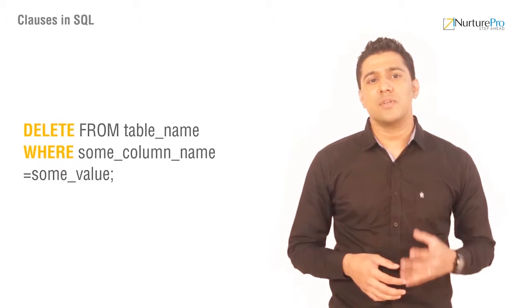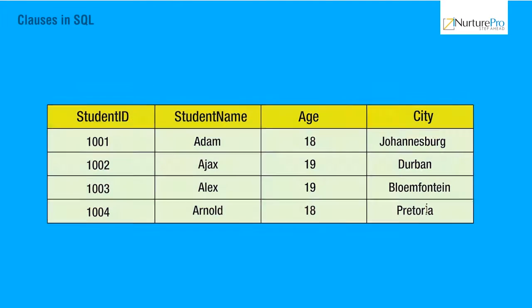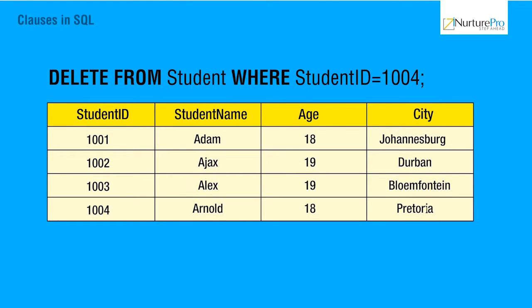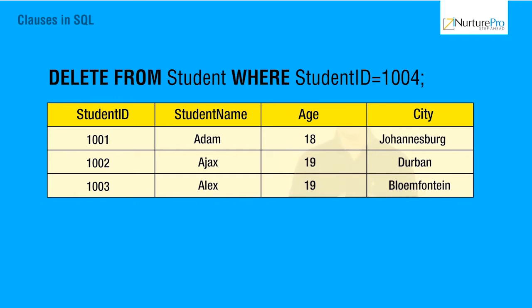Now let us see how to delete a particular student record without deleting other records in a student table. The syntax for using where clause in delete statement is. Now we will try to delete particular student record using where condition. By running the query shown on screen, it will delete the student record for student ID 1004.